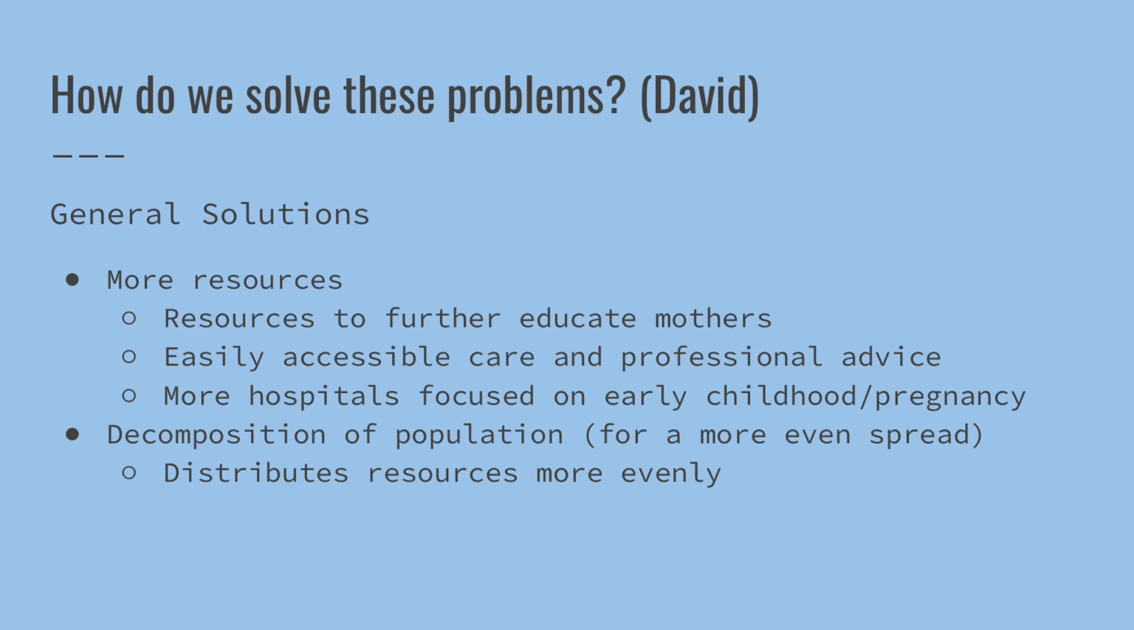First, we will look at the solutions to maternal and infant mortality in general. The first solution is more resources. These resources include more educational resources for mothers, more easily accessible institutions for care, or more hospitals that are focused on pregnancy and early childhood. Another problem that causes infant and maternal mortality is overpopulation in specific areas. Although it is not very realistic for a quick solution, decomposition of population would help fix the problem by giving a more equal opportunity for anyone to get care when needed.